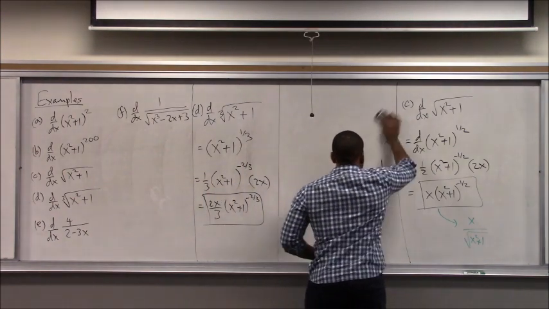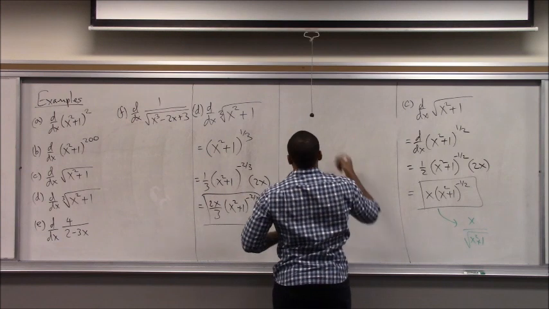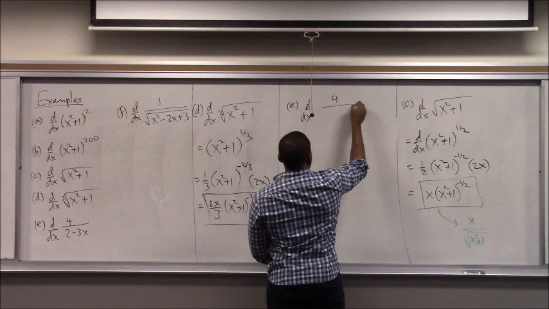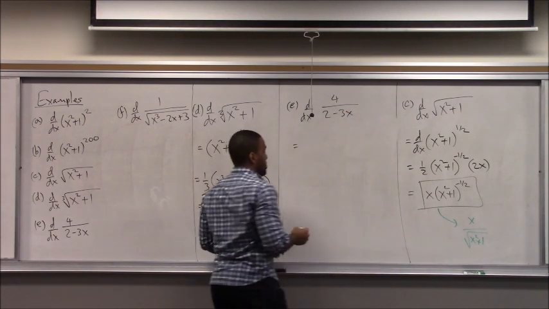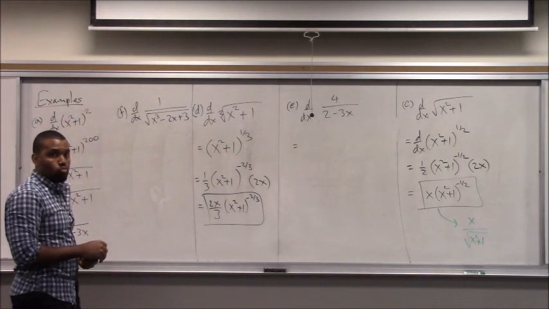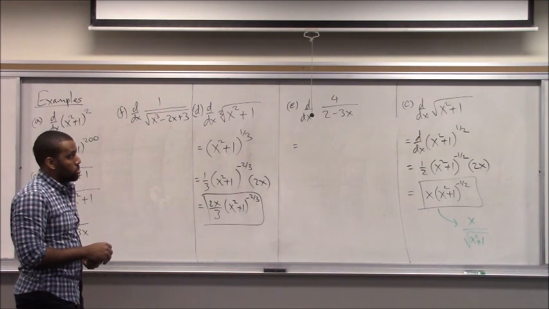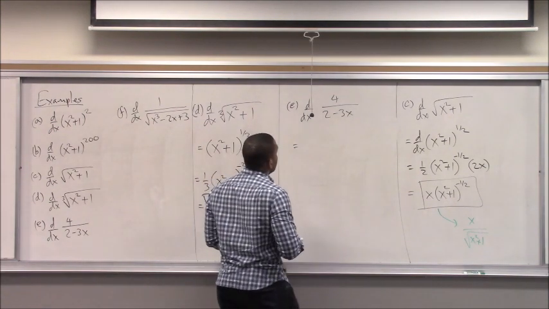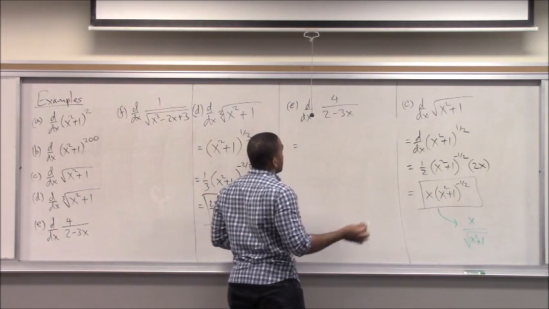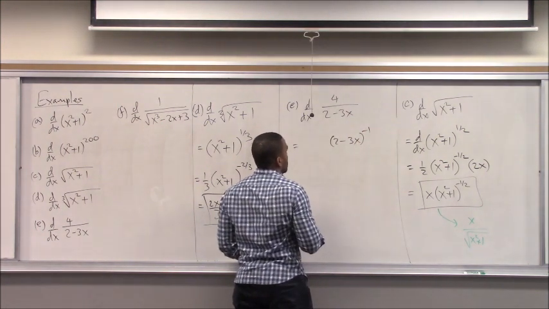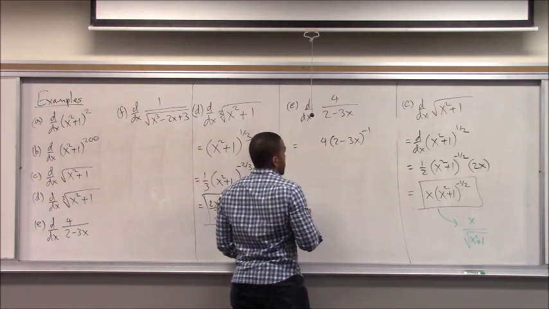Okay, what about e? Ideas? Do you have to bring the 2 minus 3x to the top? Okay, how would you do that? So it will be 2 minus 3x to the negative 1/2. What happens to the 4? Yeah, it just stays there.